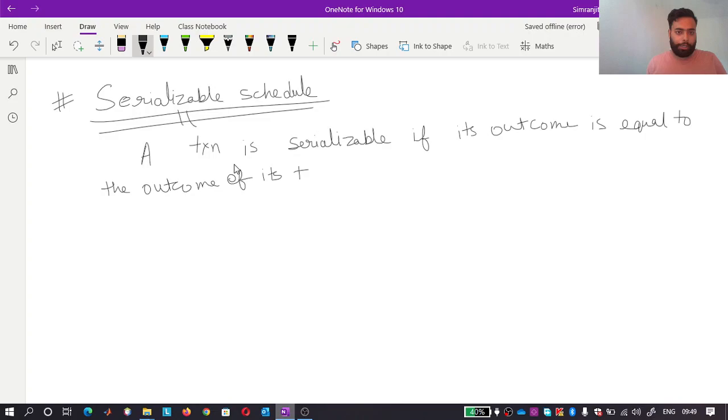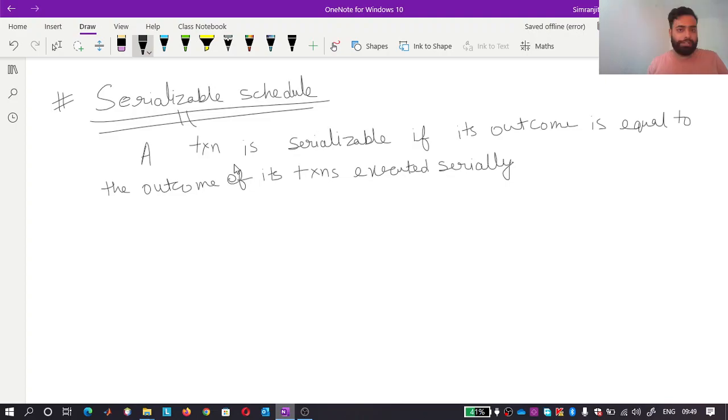Okay, what is that? A transaction is serializable if its outcome is equal to the outcome of a transaction that is executed serially. A serializable schedule is that we have to find some non-serial transaction that produces the same final output as a serial transaction. So this is the main particular task of it. That particular schedule will be referred to as a serializable schedule.